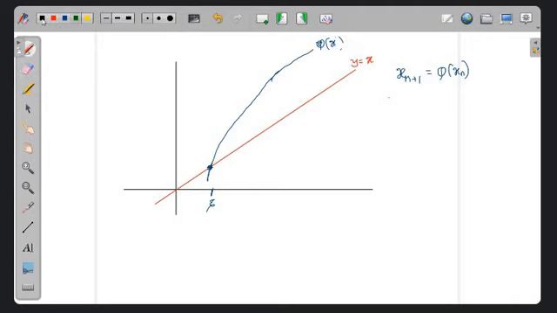Now you start with an initial point. The initial point here is x naught. Where is phi of x naught? Here. So this is phi of x naught. Now I want to take x1 as phi of x naught. So you come here to this line, and this is the point. I can say x1 comma x1, where x1 is nothing but phi of x naught only.